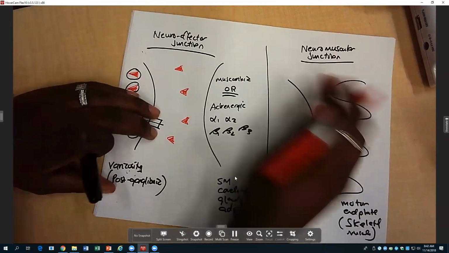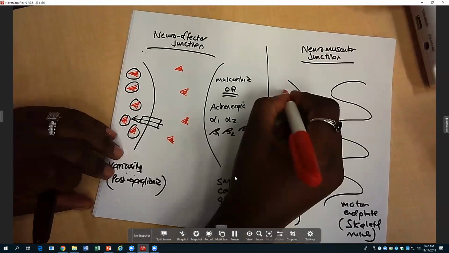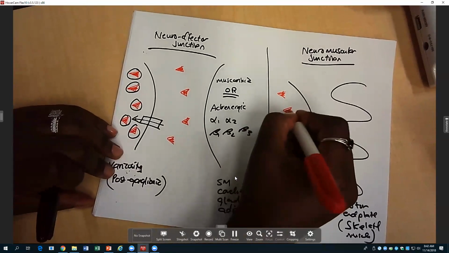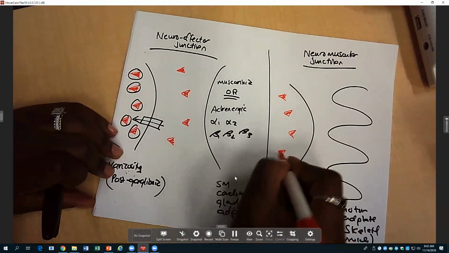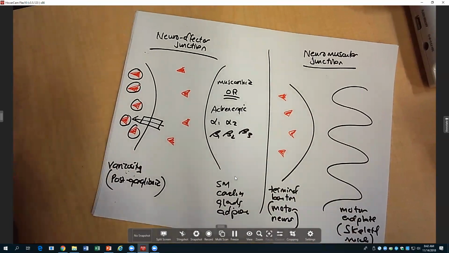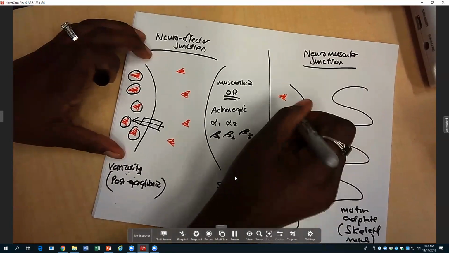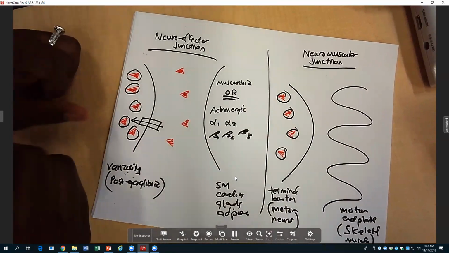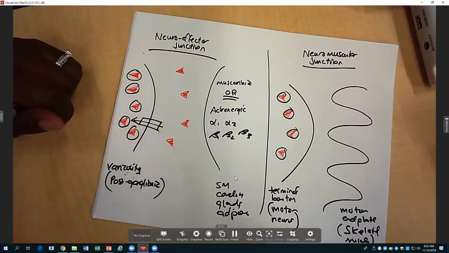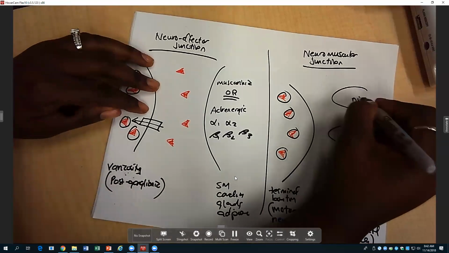Now let's look at the neuromuscular junction side. It's a similar sequence of events here. The only difference is that this neurotransmitter is only acetylcholine, and it's going to bind to a nicotinic receptor here.